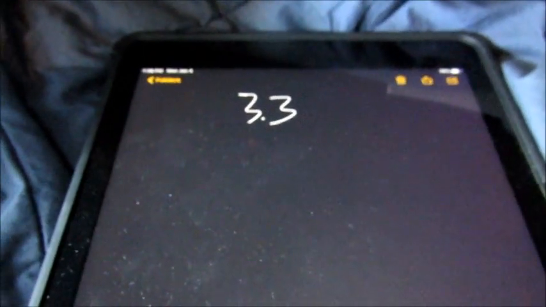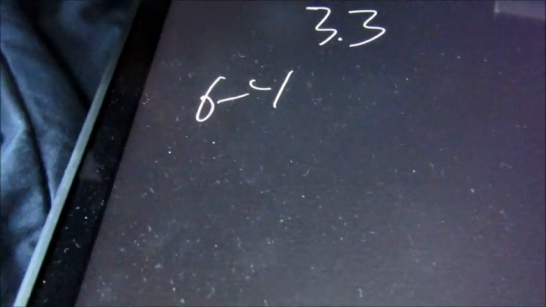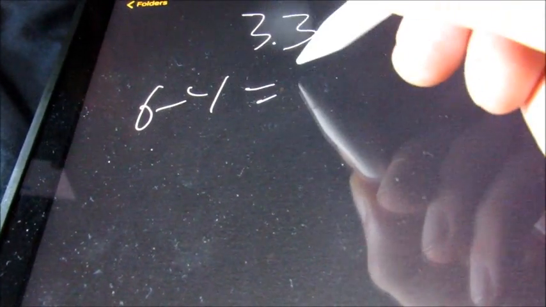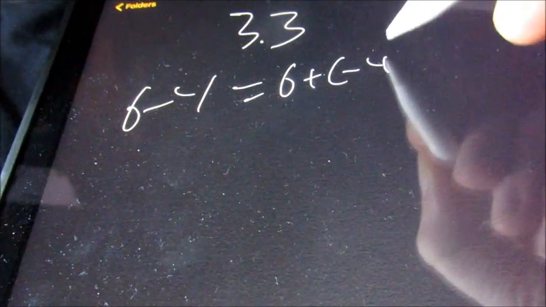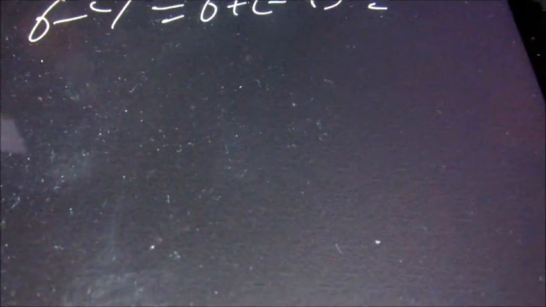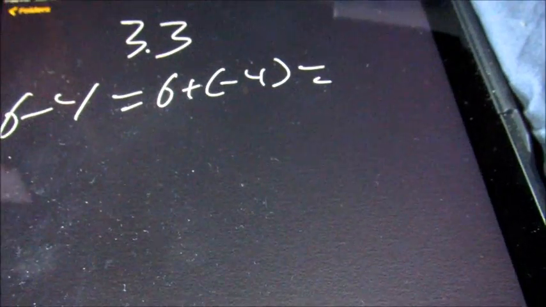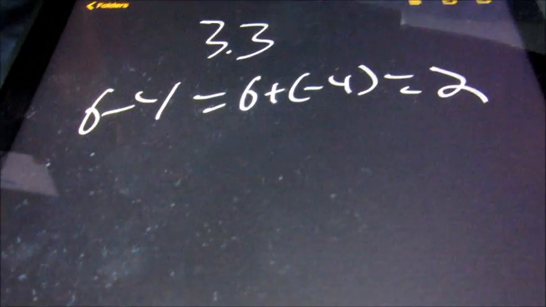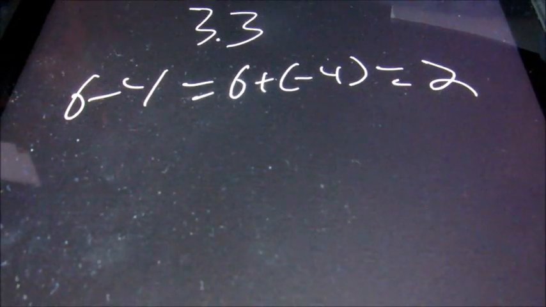But most people are not going to do all these steps. So we have 6 minus 4. If we want to change it into an addition, what we do is we add the opposite of the 4, which is 6 plus negative 4. And now we're just going to go back to subtracting, though. And it's 6 minus 4, which is 2. Keep the sign of the bigger number. To me, that's hard. I don't say it that way.